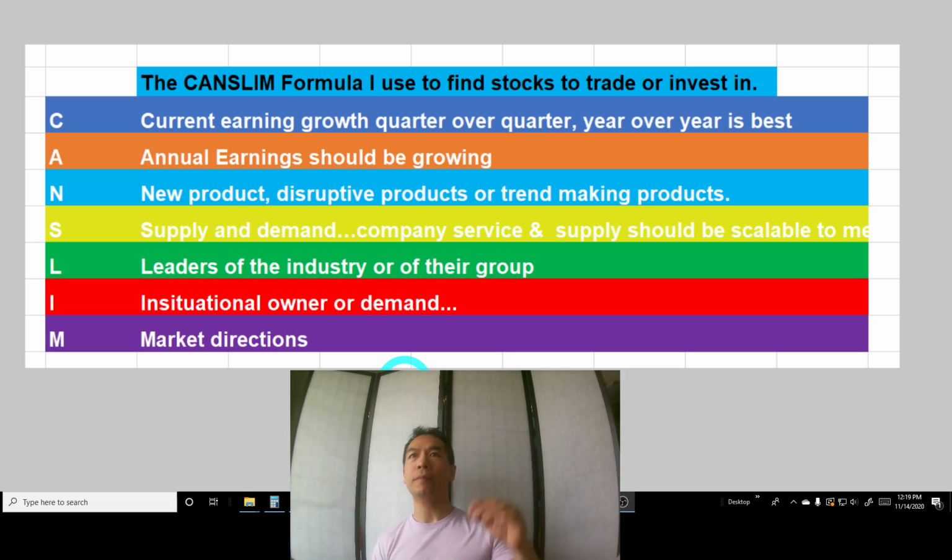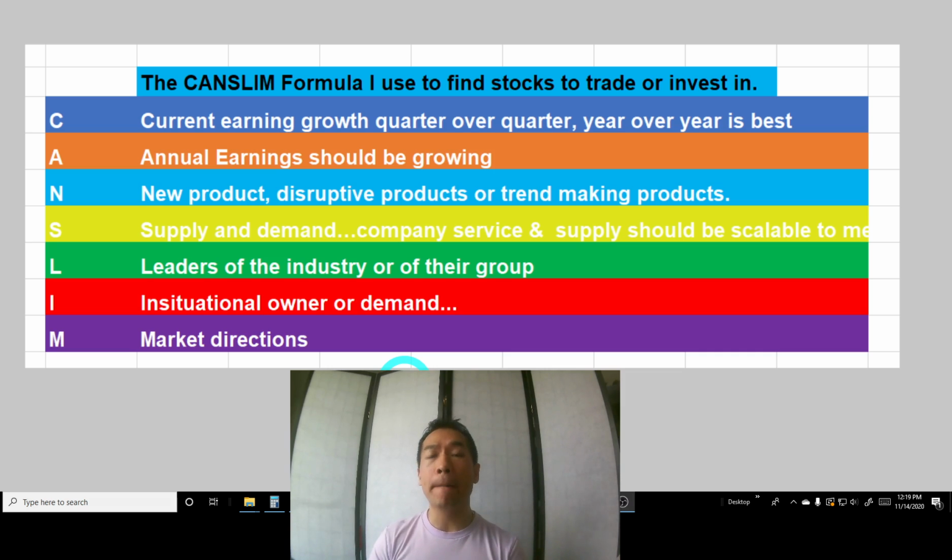All right. Next one of the CANSLIM letters is L. L stands for leader of the industry or leader of the group. Now, why would you want to trade or invest in the leaders? Leaders are often the strongest because in order for them to be leaders, number one, they have to be the strongest, right? They have to be best in the industry or of their group.